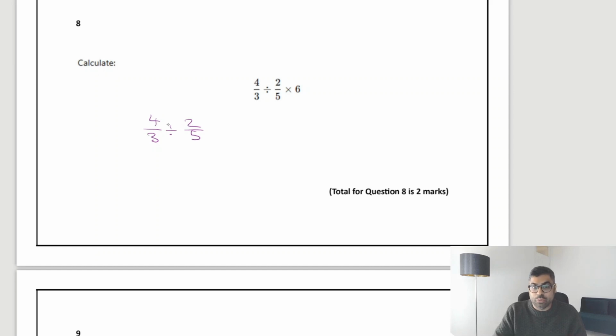How do we divide one fraction by another? Well, we have to turn the divide into a times and flip the second fraction. You should all know how to do this. We have 4 over 3.